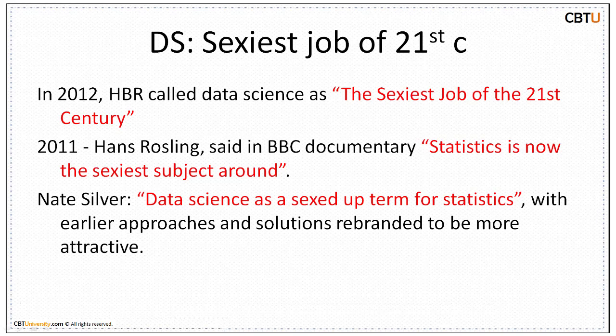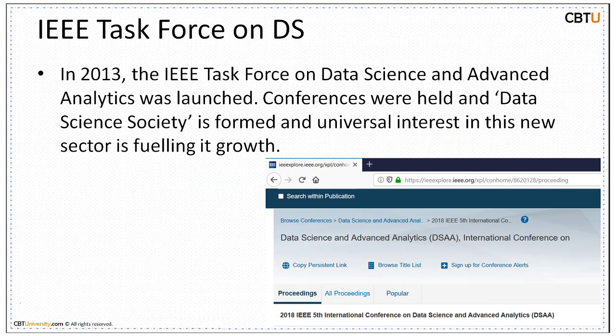Nate Silver added another angle for data science, calling it a sexed up term for statistics. He developed various approaches and solutions, rebranding them to be more attractive. IEEE is a professional association for electrical and electronic engineering. It has over 400,000 members all over the world. In 2013, the IEEE Task Force on Data Science and Advanced Analytics was launched. And the next step, the Data Science Society was formed, catching everybody's attention.